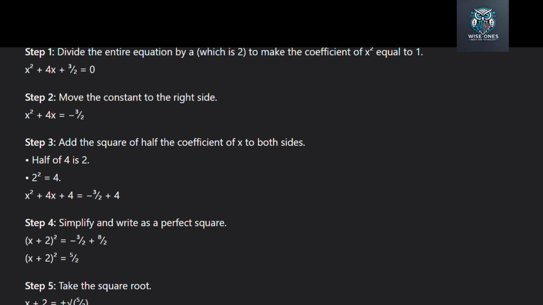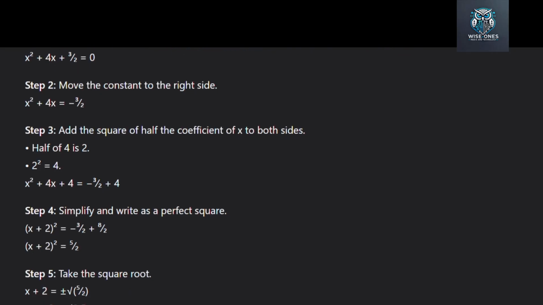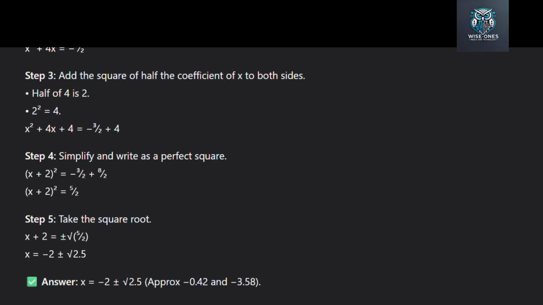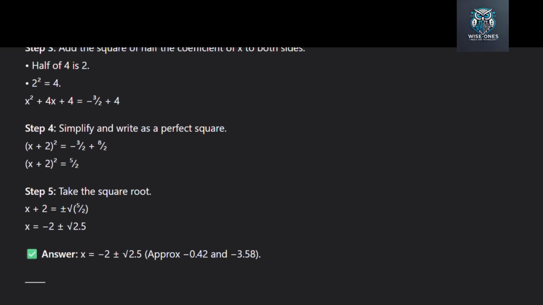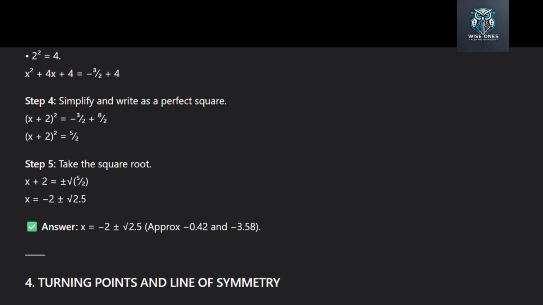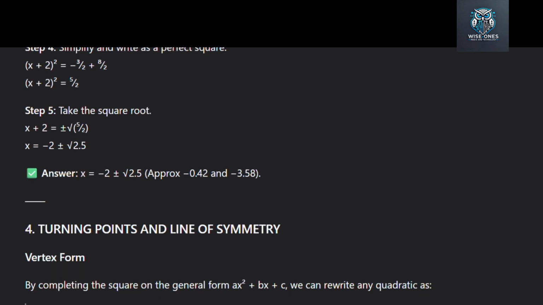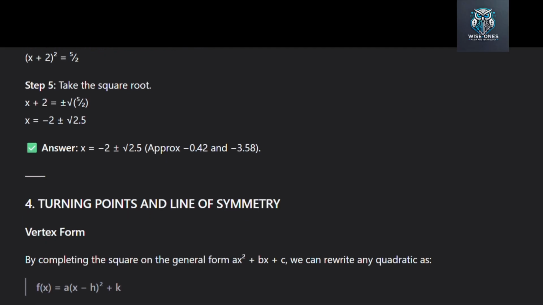X plus 2 equals plus or minus the square root of 5 halves. To solve for x, subtract 2 from both sides. X equals negative 2 plus or minus the square root of 5 halves. If you calculate this, the square root of 2.5 is approximately 1.58. So x is approximately negative 2 plus 1.58, which is negative 0.42. Or x is approximately negative 2 minus 1.58, which is negative 3.58.